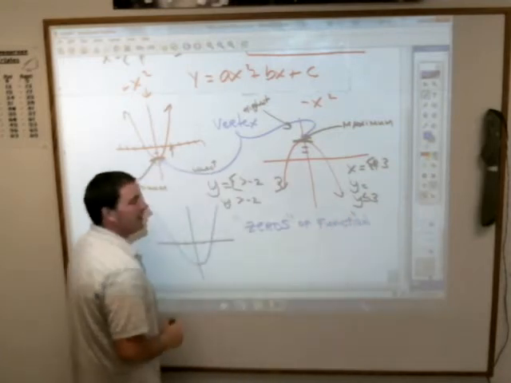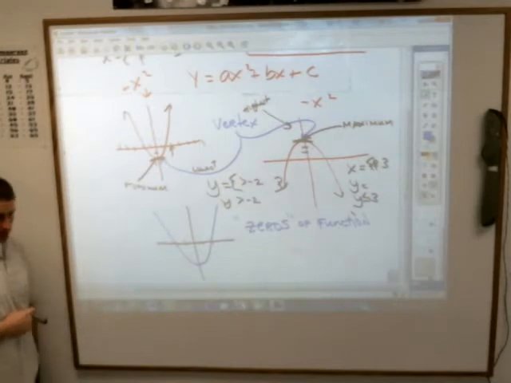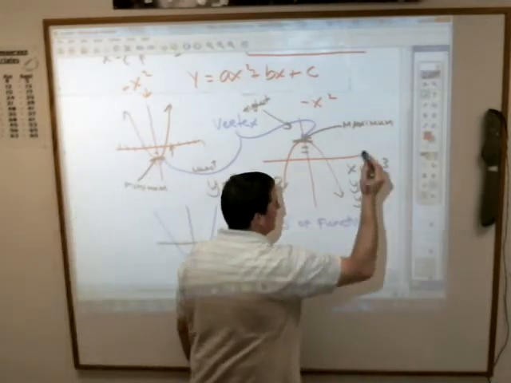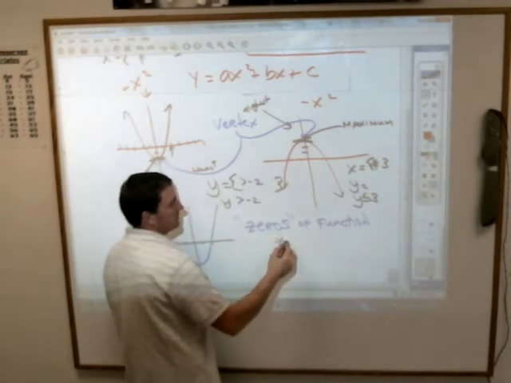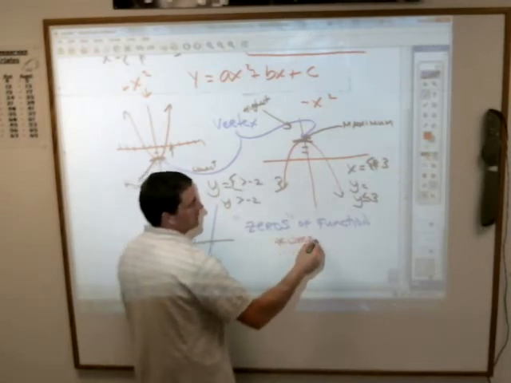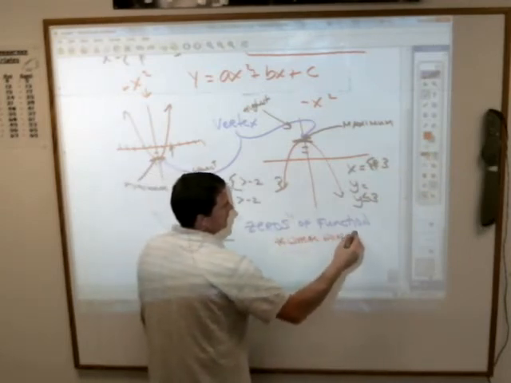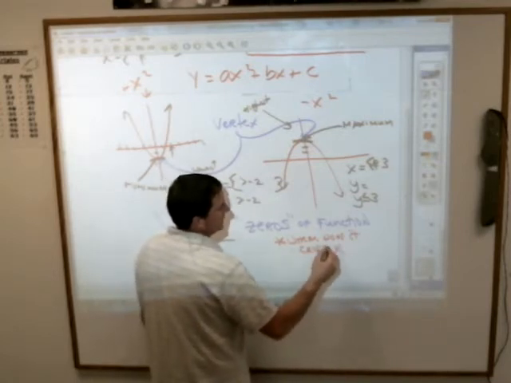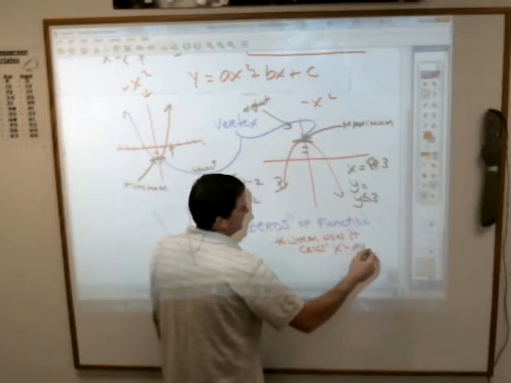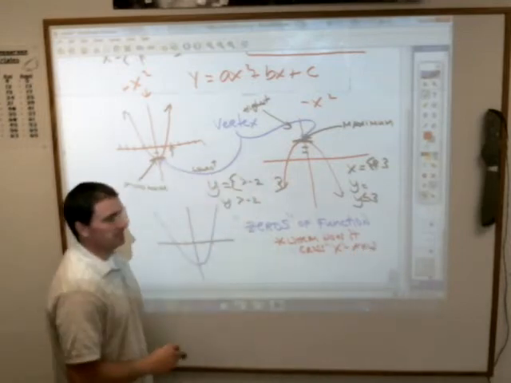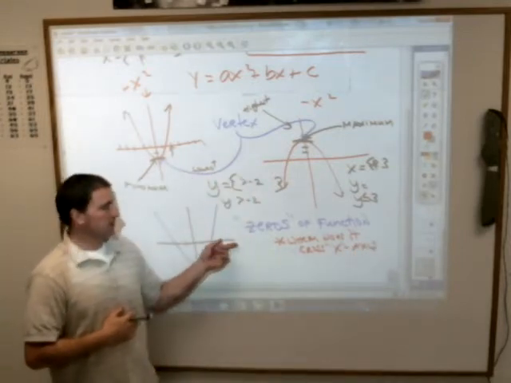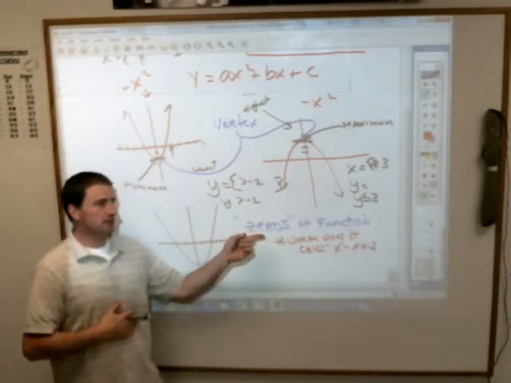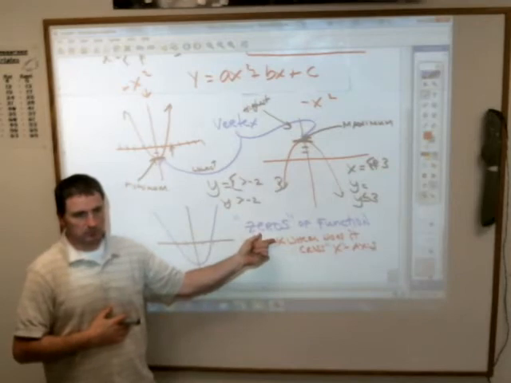And when they talk about the zeros of the function, they are simply talking about where that function crosses the x-axis. Where does it cross the x-axis? Which only makes sense because where it crosses the x-axis is where y is 0.